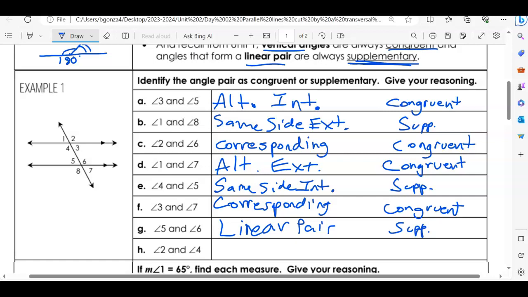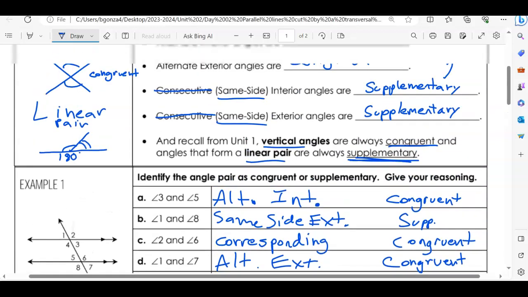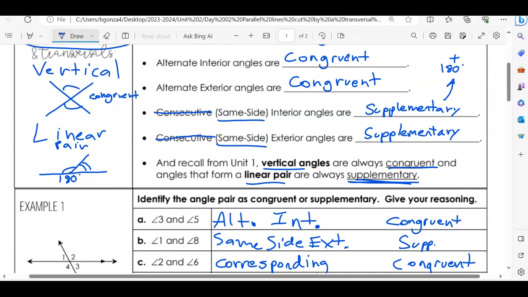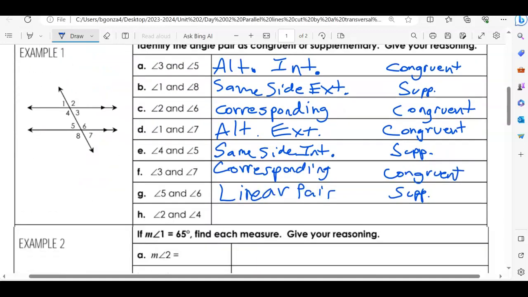Okay, last one on this example, 2 and 4. Now look, 2 and 4 are like across from each other. They're not next to each other. They're at one intersection. They're across from each other. Okay, what do you call it when they're across from each other? Vertical angles. And we know verticals are the exact same. They're congruent. So again, if you're talking about at one intersection right across from each other, that's called a vertical. Those are called vertical angles. And they are congruent. Make sure you have this down.